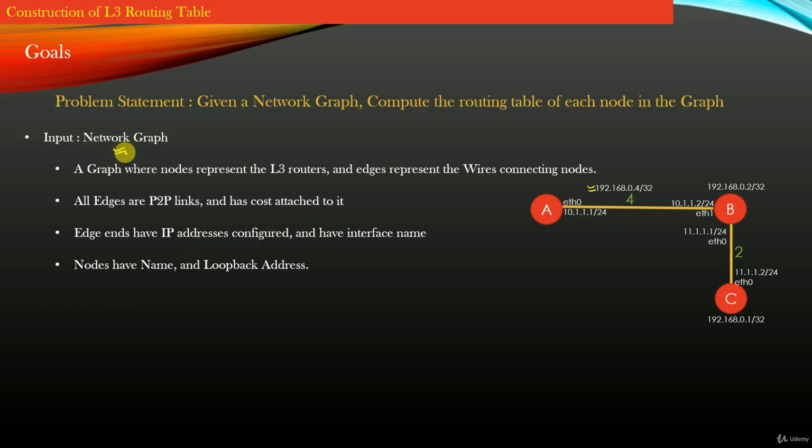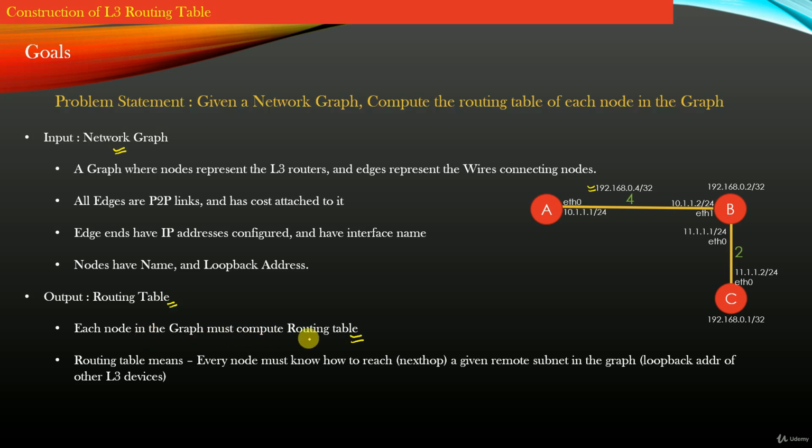So this is the input to our algorithm which computes the routing table, and the output will be the routing table of each node of the topology, right? So each node in the graph must compute the routing table, and this will be our output. And here routing table means that every node must know how to reach a given remote subnet in the graph. Here our given remote subnet is nothing but the loopback address of other L3 devices. So it simply means that router A must know how to reach the loopback address of router B and the loopback address of router C, right?